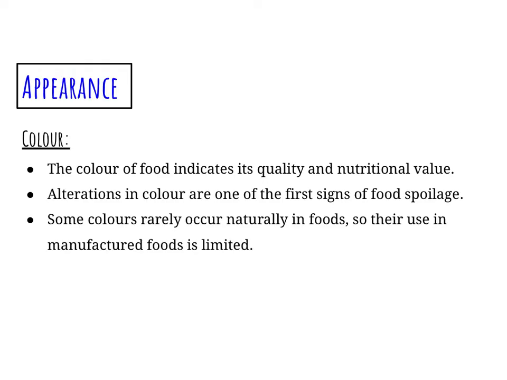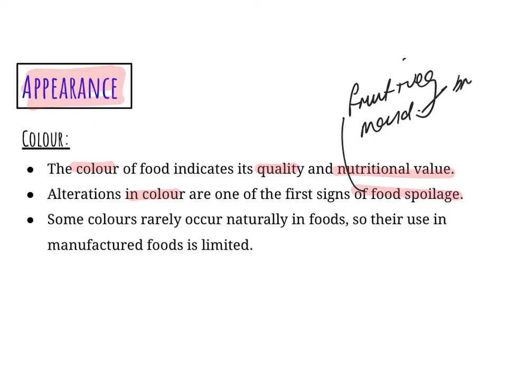To begin, when looking at appearance, colour has an impact on whether or not somebody will select a food to consume. So the colour of food indicates the quality of it and its nutritional value. Alterations in colour are one of the first signs of food spoilage. And this is very true when we look at fruits and vegetables, and also when we look at foods that contain mould, I guess like bread and cheese.